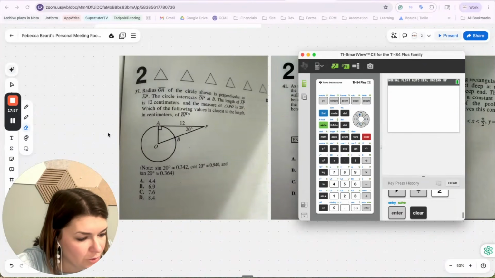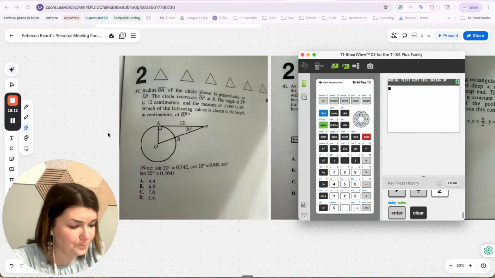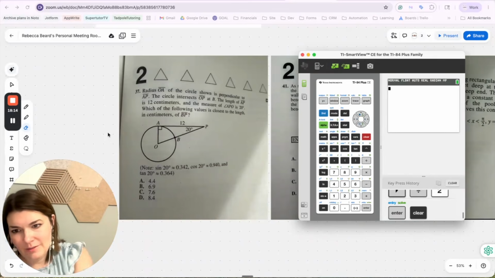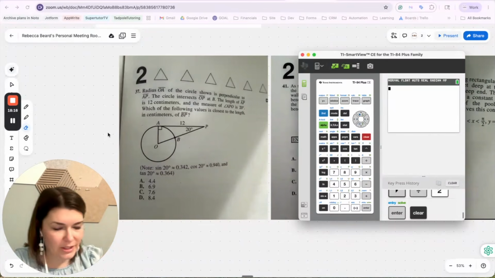So it's talking about the radius. The length of AP is 12 centimeters, and the measure of APO is 20 degrees. So which of the following is going to be BP? And they are pretty much giving you some massive hints here. Yeah, they want you to use SOHCAHTOA. I'm sorry to break it to you.